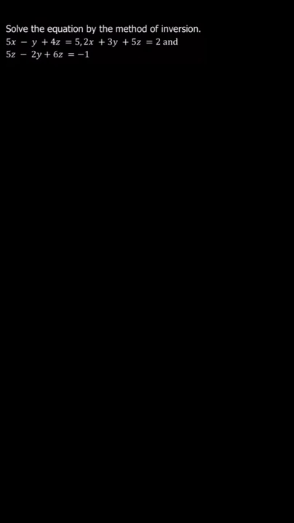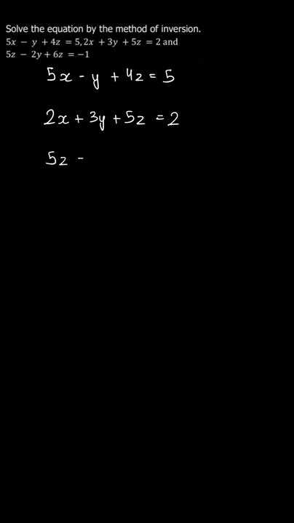Hello everyone. So in this question we are given three equations and we have to solve them by the method of inversion. For that we will first write the three equations. The first equation is 5x minus y plus 4z is equal to 5. Then we have 2x plus 3y plus 5z is equal to 2. And then we have 5x minus 2y plus 6z is equal to minus 1.